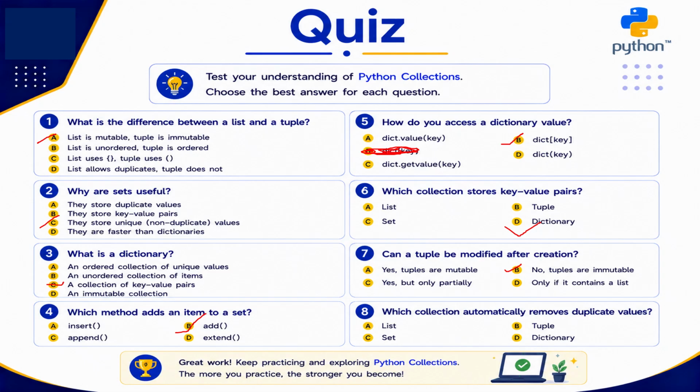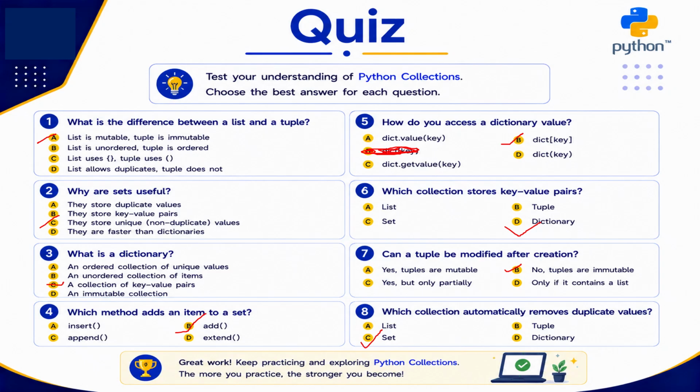Now, coming to the last question of this quiz: which collection automatically removes duplicate values? List, tuple, set, or dictionary? Pause for a moment and answer the question. So the correct option is option number C, set. Sets automatically keep only unique values and remove duplicates.